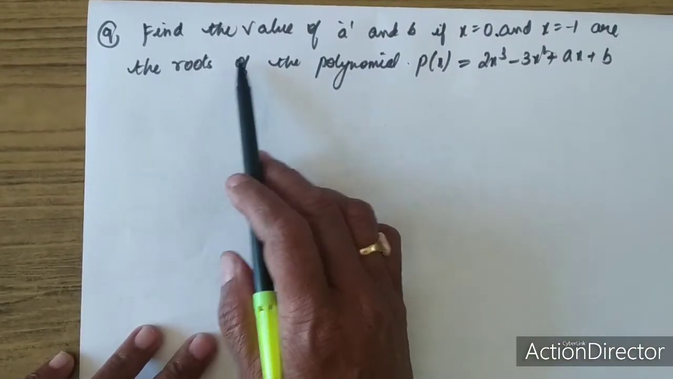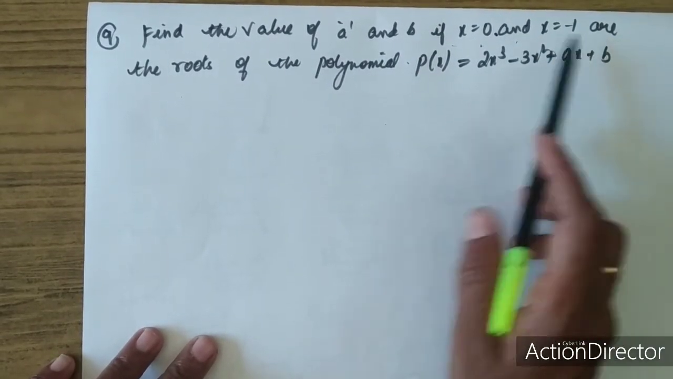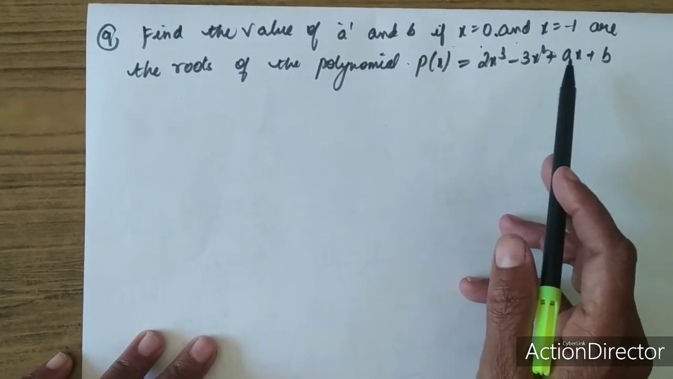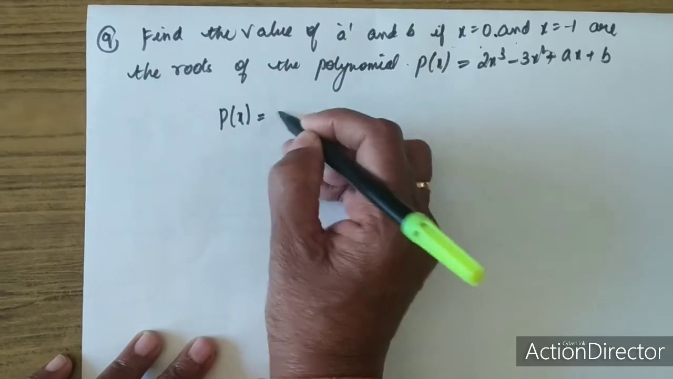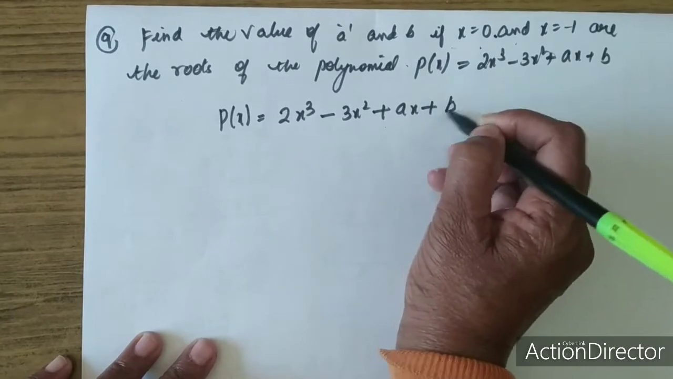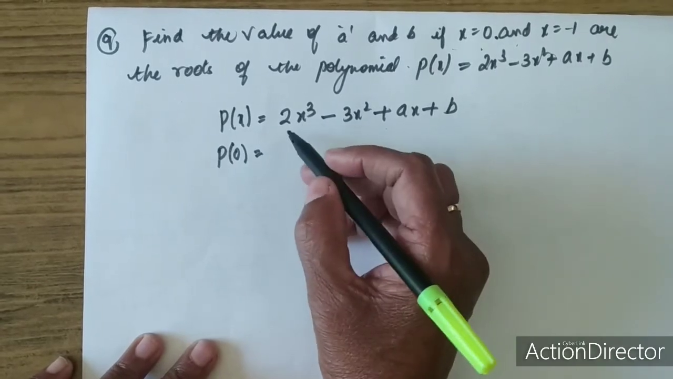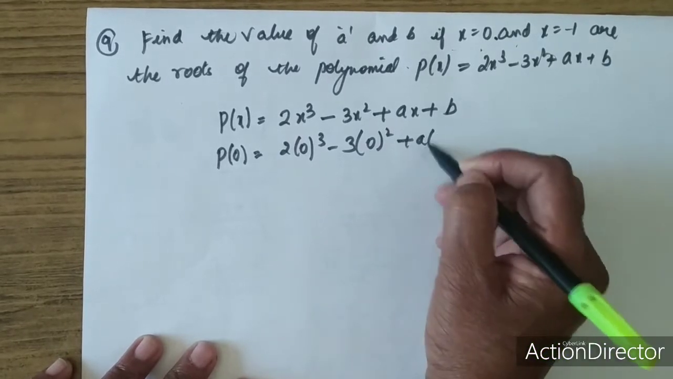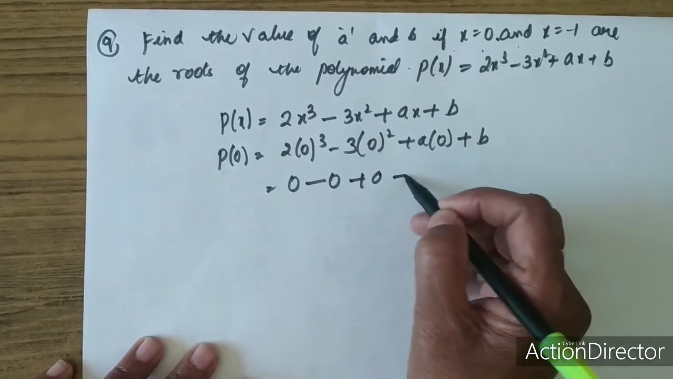It's a very good question. Find the value of a and b if x is equal to 0 and x is equal to minus 1 are the roots of the polynomial p of x is equal to 2x cube minus 3x square plus ax plus b. So first you write the given polynomial p of x is equal to 2x cube minus 3x square plus ax plus b. First you put the value of x as 0. So p of 0 is equal to 2 into 0 cube minus 3 into 0 square plus a into 0 plus b. So this is equal to 0 minus 0 plus 0 plus b.